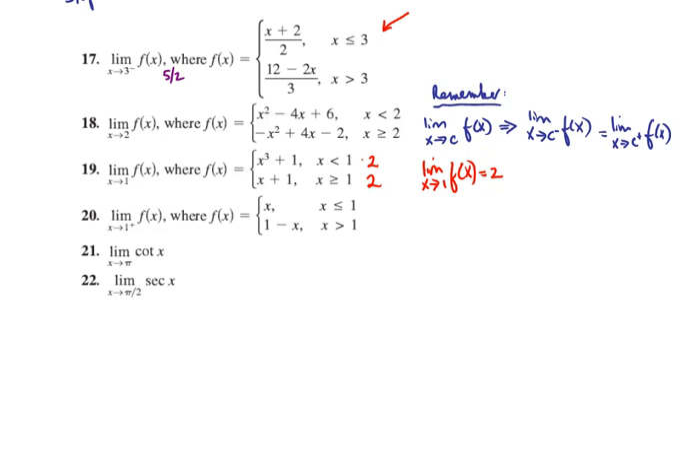So with these types of piecewise functions, to determine if the function is continuous as a two-sided limit, you need to make sure that both one-sided limits exist and they agree.